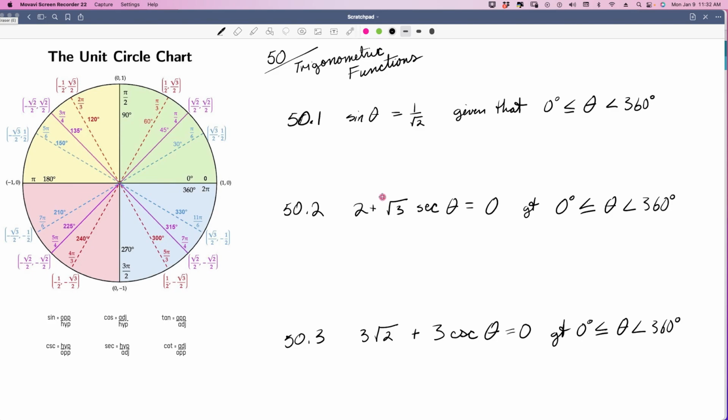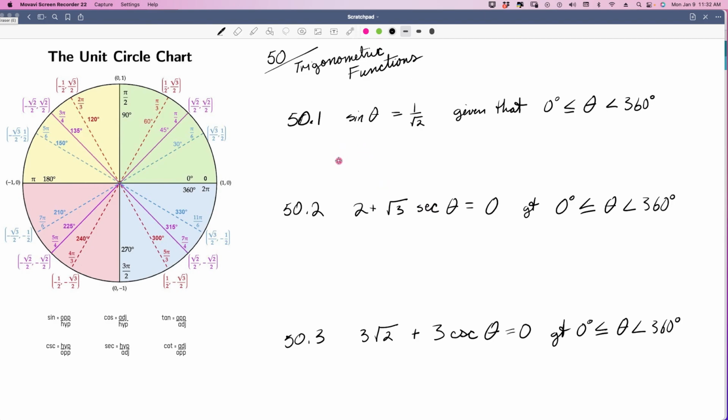We are in Trigonometric Functions today, and we do not have any other parts, so we don't have an A and a B, we just have this one section. And we're going to use our unit circle chart to solve the problems for our trigonometric functions. So this means we don't have to worry about drawing a reference triangle. It's all kind of laid out for us. It really does help a lot.